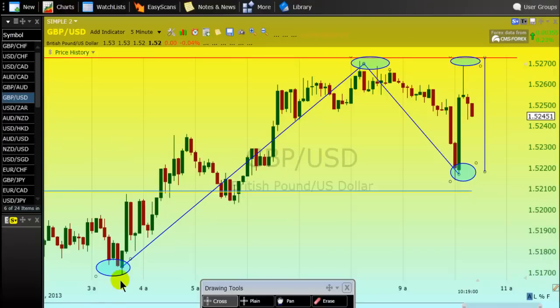So on the 5-minute chart of the pound-dollar currency pair, we see this pattern. The price went up from here to this level, and then pulled back, and then went up to this level. This is a pattern. Let's go to another financial instrument.